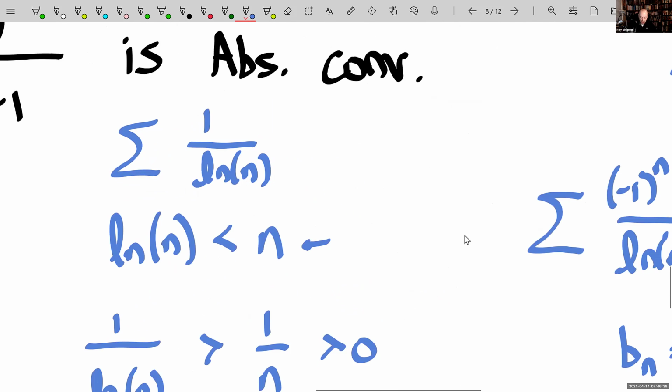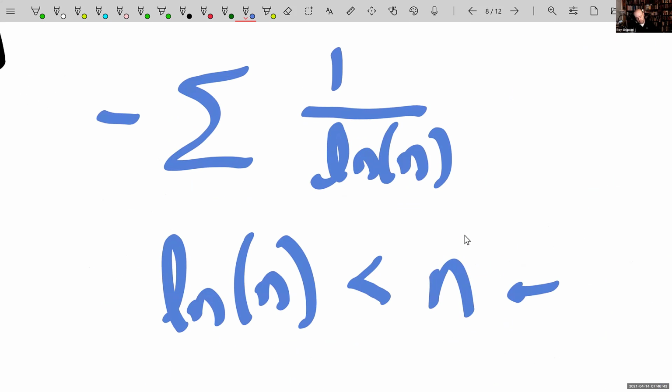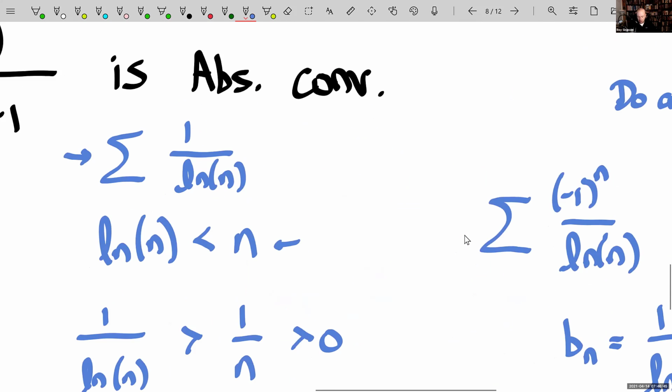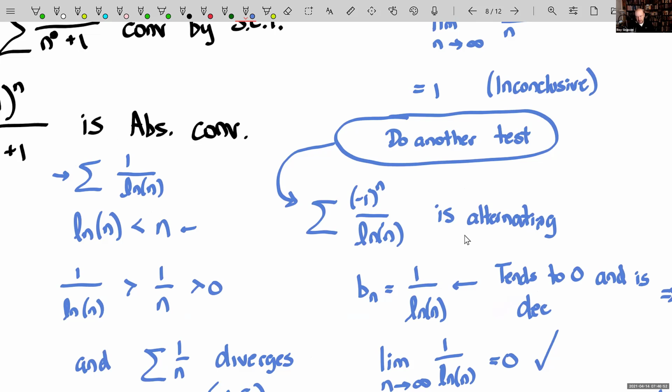But for the original series, let's just say that I started here, because remember, after I got to the inconclusive part, I just said do another test, right? And then I immediately did the alternating series test. But let's pretend that I didn't. Let's say I immediately just went to the series comparison test to see if it converges absolutely. Because again, if it converges absolutely, there's no need for me to talk about the alternating version of it. The alternating version will converge if the original series converges absolutely.